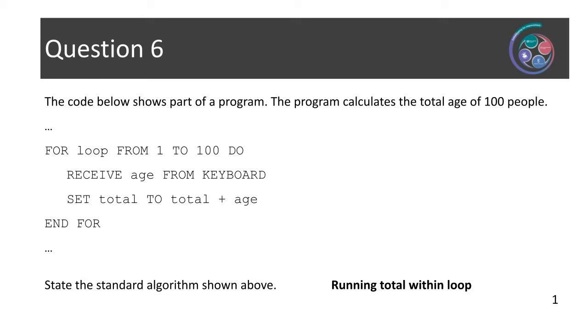So this total is a real clue that it's being added up each time it's going through the loop, that this is a running total. And we can see that's a running total within a loop. There's a set number of standard algorithms to learn as part of the National 5.